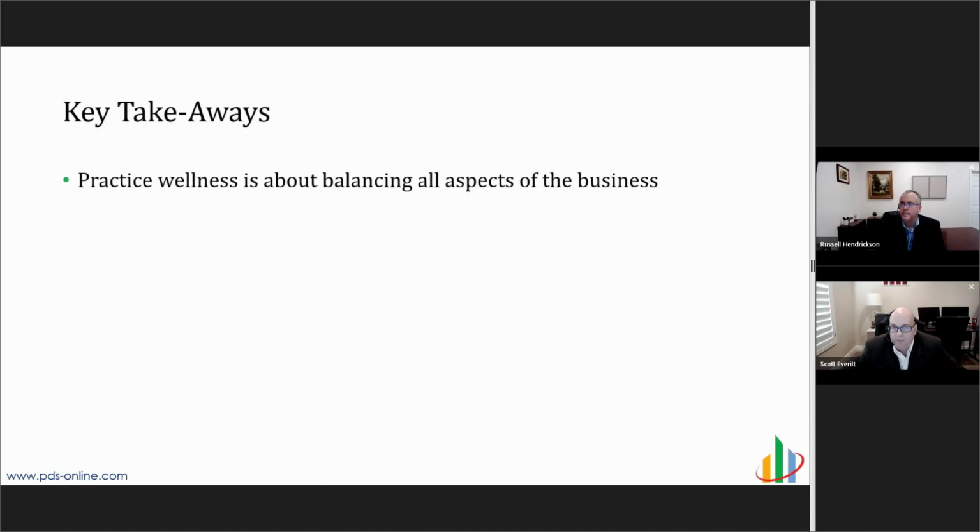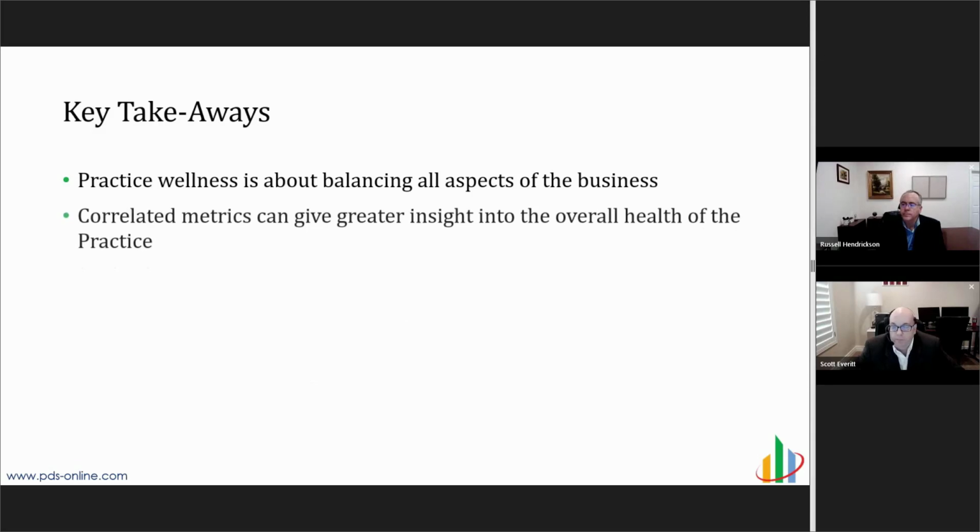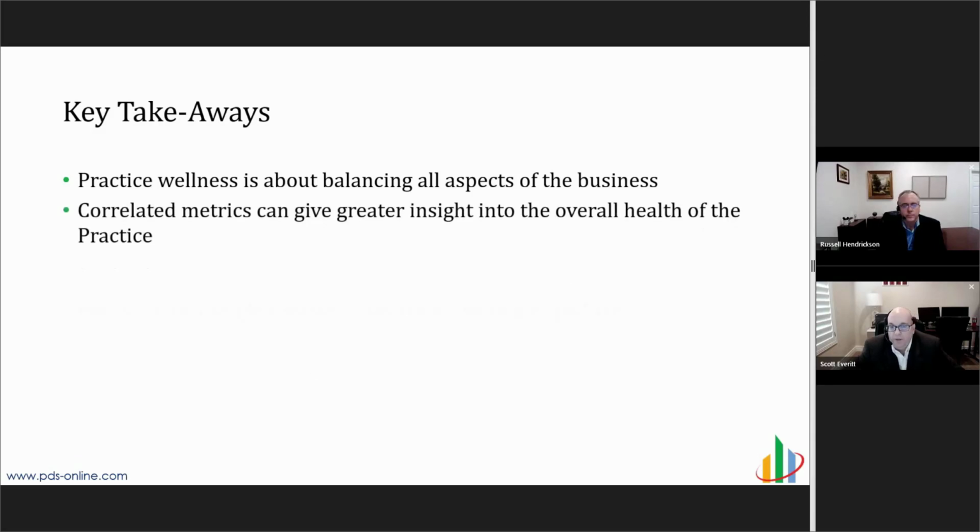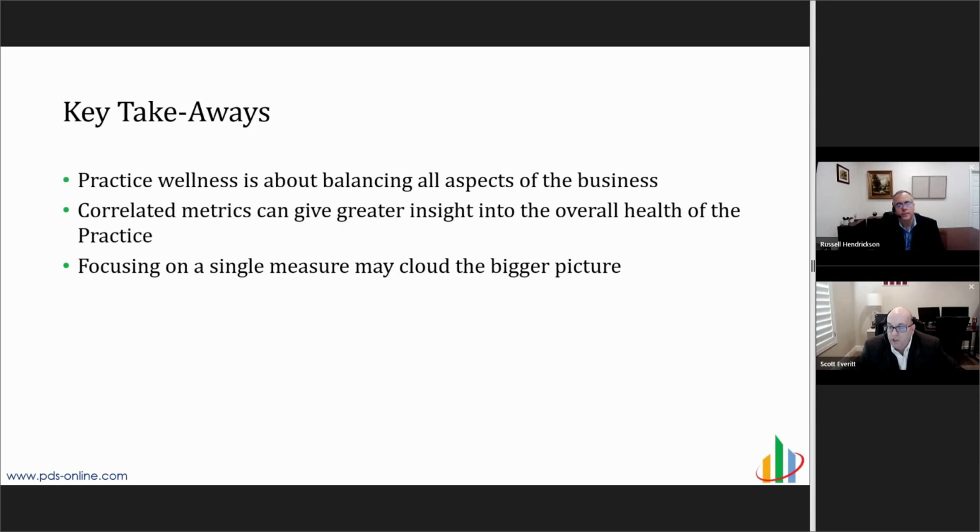So if we want to talk about some key takeaways from the presentation today, it's really that practice wellness is all about balance. We can't just focus on the business side, and we can't just focus on the patient care side. We have to be able to do both of them. Patient care is going to make us a stronger practice, which will allow us to provide better patient care. We need to maintain that balance in everything that we're doing. And we want to make sure that we have all of the insight that's out there.